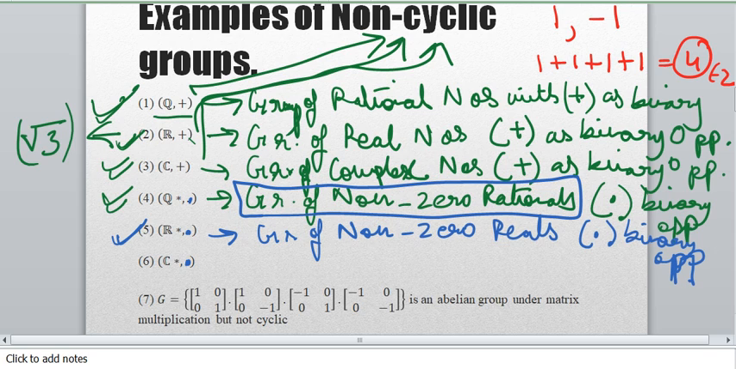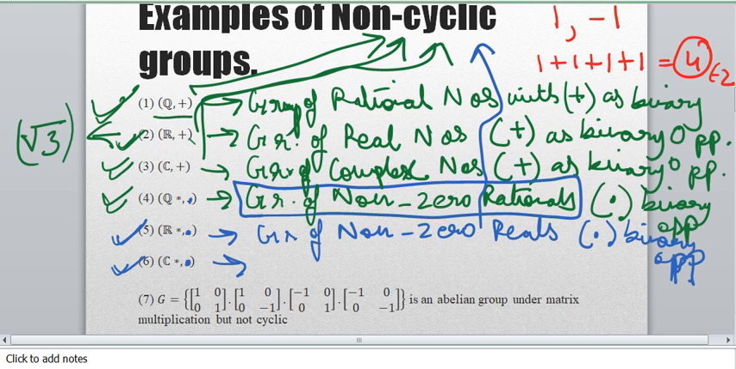This again is not a cyclic group. You will not find a generator which will generate each and every element over here. So that's not possible. All right, let's move on to the next one, the complex.